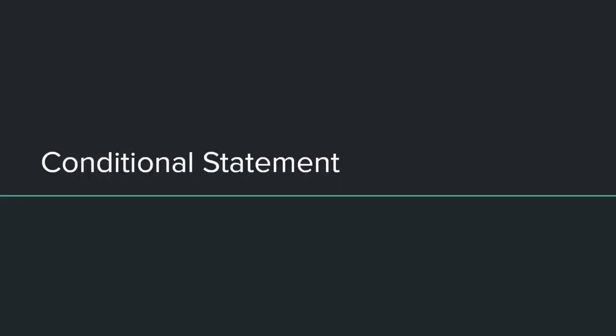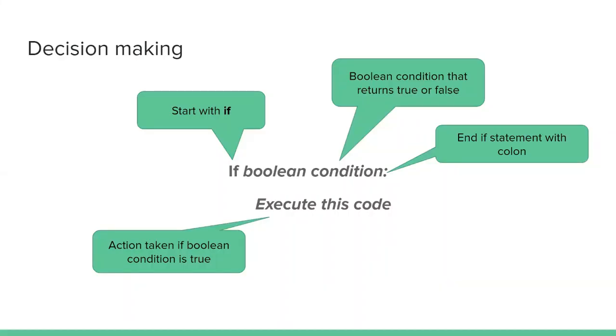So, conditional statements, decision making. This is the syntax of how you write an if statement in Python. You start with the if, in small letters, then a Boolean condition, so there's a check here. This Boolean condition can return true or false. However, if it returns true, we're going to execute this code.